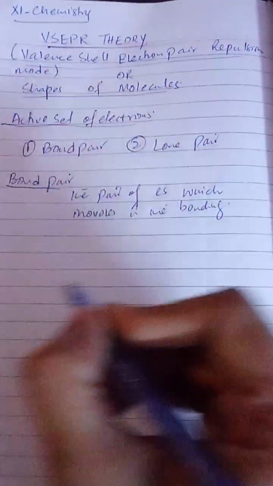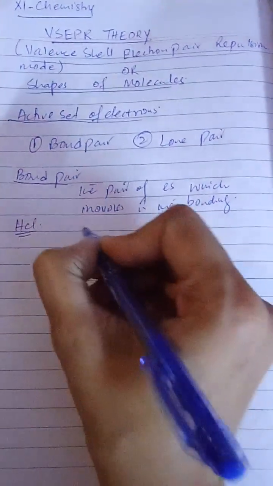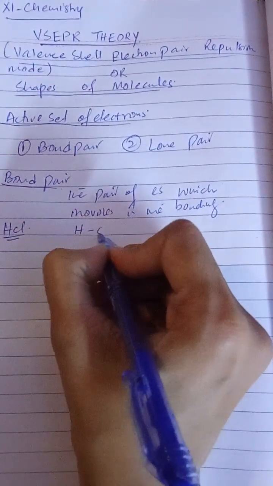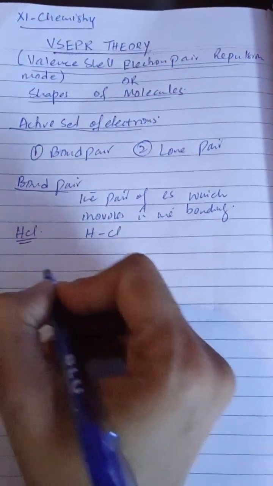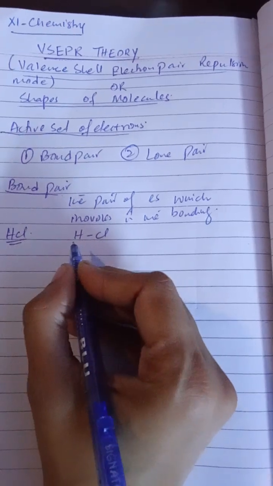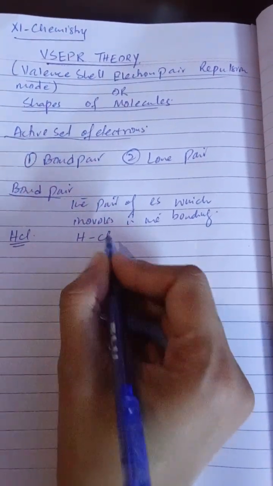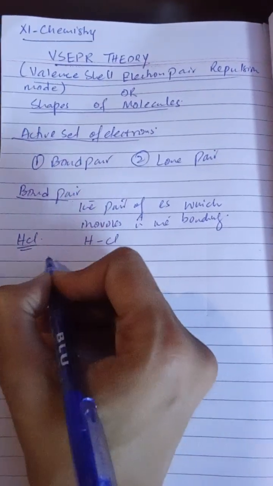We can easily understand this topic with the help of an example. For example, if we are dealing with HCl, HCl has a single covalent bond between hydrogen and chlorine. If we want to identify the bond pair that is present in HCl, first of all we have to consider the valence electrons in both of the elements.